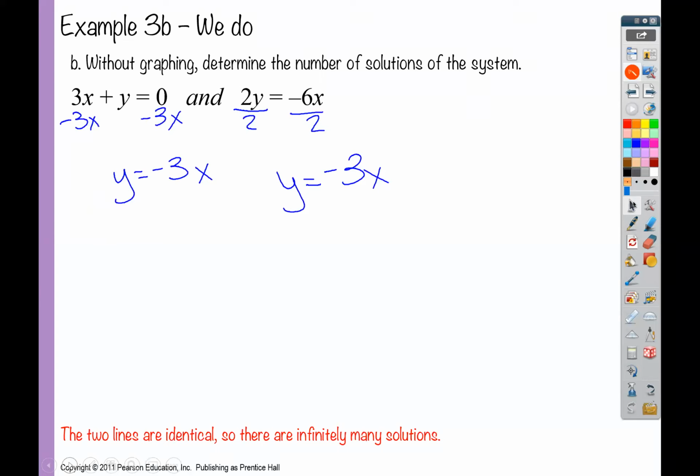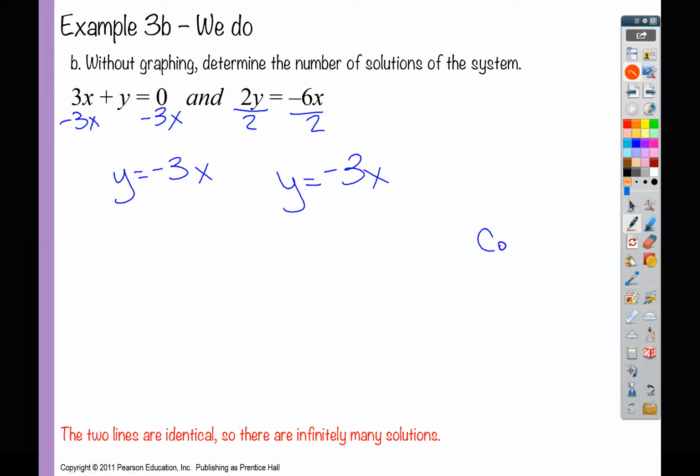So if you were classifying this, this would be consistent dependent, because the lines are the same. So literally they are depending on each other and they have at least one solution. They have infinite solutions. So it's consistent dependent.